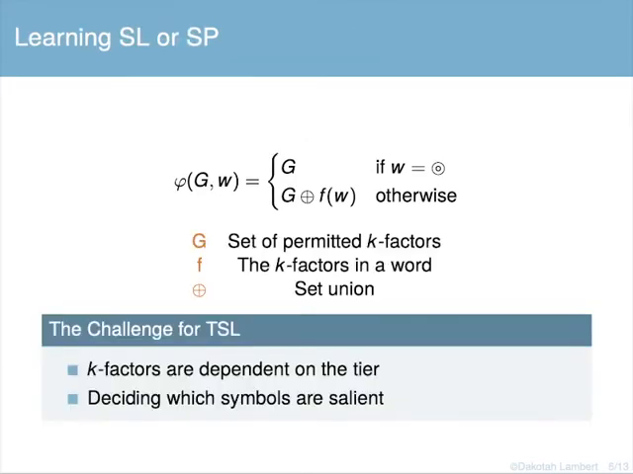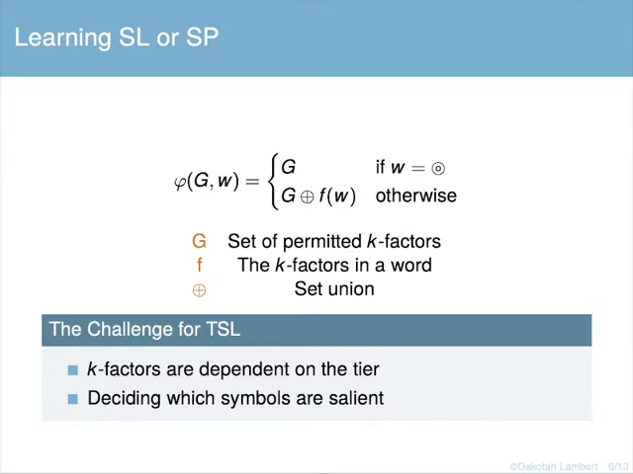In order to learn strictly local or strictly piecewise constraints, you can use this. Here the grammar is a set of permitted k-factors, that is, connected components of the word model of width up to k. F, the information extraction function, just gives you the k-factors from the word. And O+ is set union, taking the set of k-factors, unioning it into the grammar.